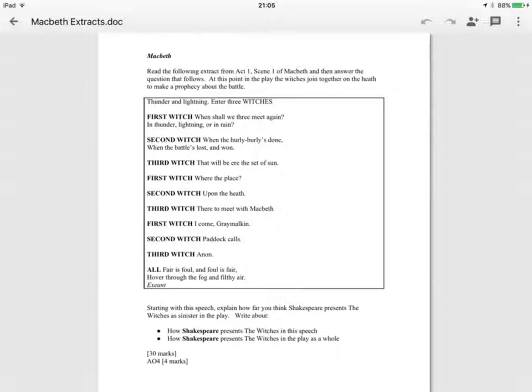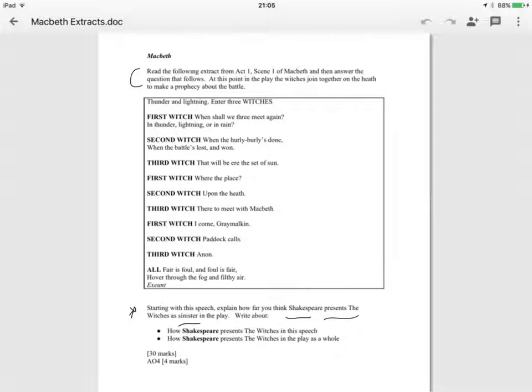It's always going to tell you at the top a little bit about where the extract came from, so you'll have an idea of who the characters are, which will help under exam conditions. And it's always going to give you a starting with this speech question at the bottom. And this one is starting with the speech, explain how far you think Shakespeare, it's a keyword, presents, keyword, the witches as sinister in the play.